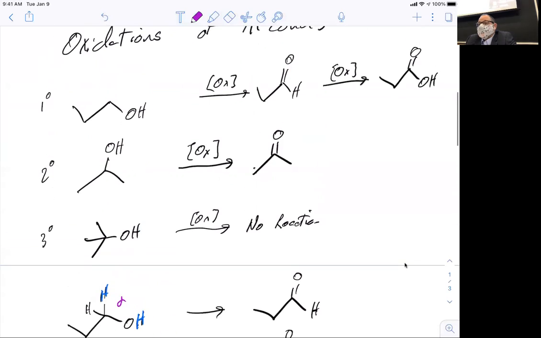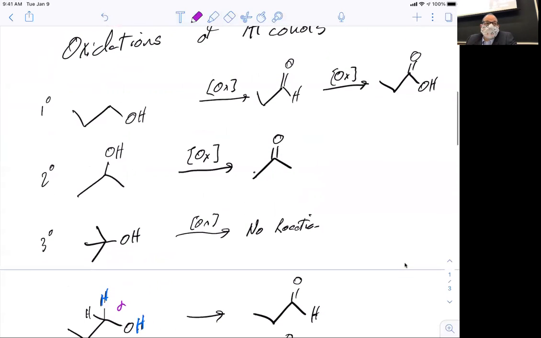So how do we do these oxidations? Okay, there's a couple of ways to do these. The one that's most common that you're going to see is going to be a chromic acid oxidation.